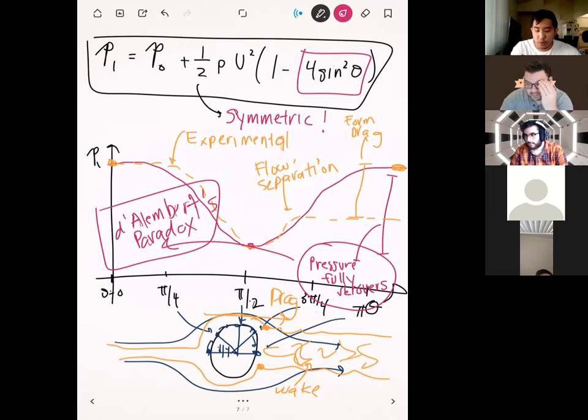But since in potential flow we don't have any of that, we get D'Alembert's paradox, which in plain words says that any object in potential flow experiences no drag. Which is not true. Any questions on D'Alembert's paradox?